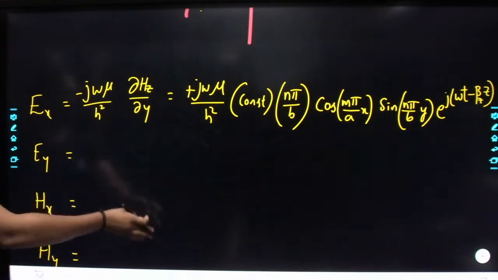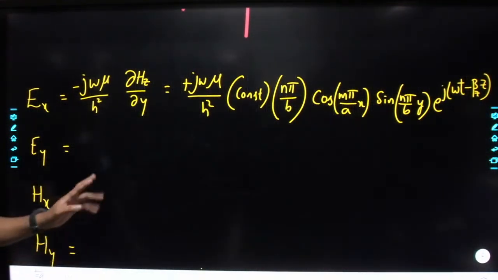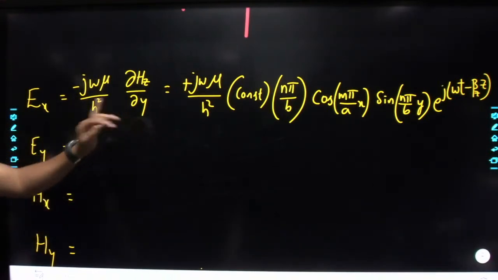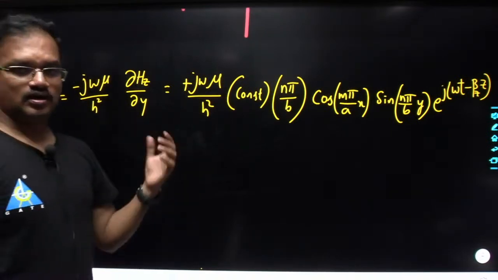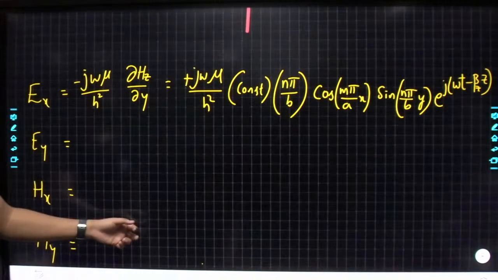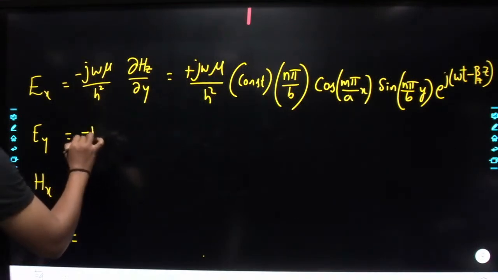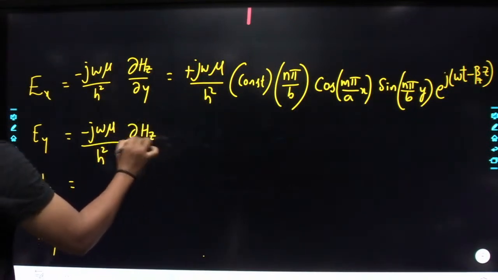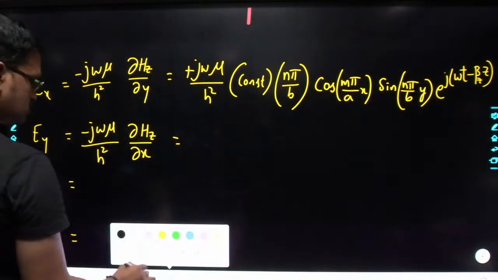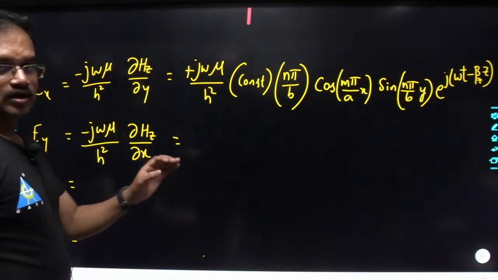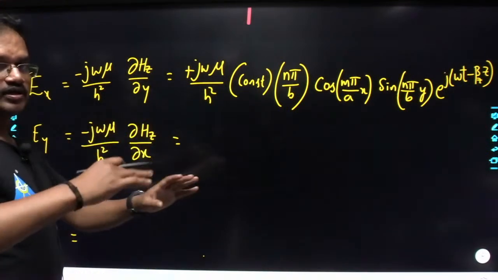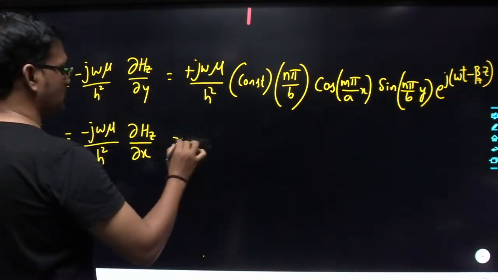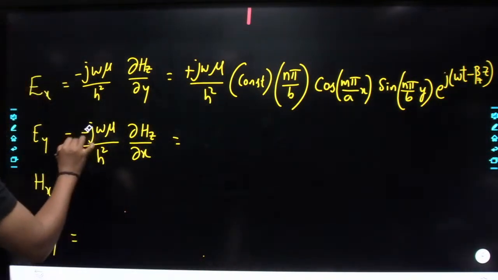Since you are differentiating with respect to y, the function with respect to x and the function with respect to z behave as constants with respect to y. So differentiate only the function of y. Now Ey is equal to minus j omega mu by h square into dou Hz by dou x. So we have to differentiate only the term which is a function of x. Here this is not minus j, this is plus j.